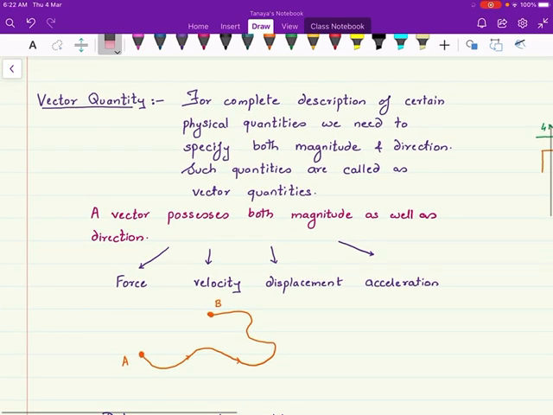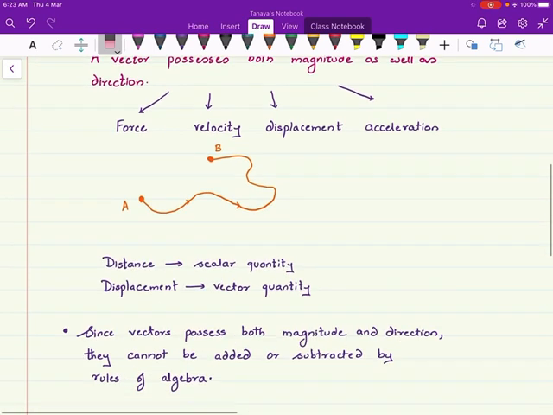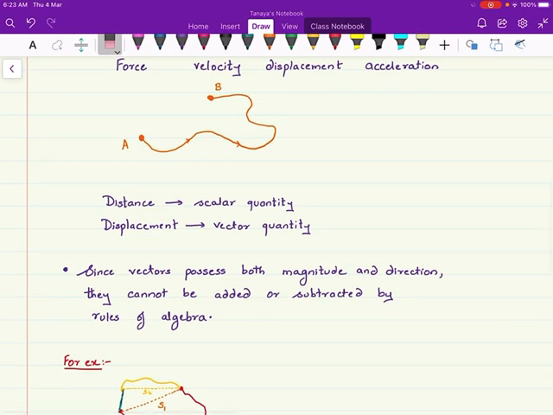Because the direction matters for force, velocity, displacement, acceleration, momentum, impulse. For all these quantities, along with magnitude, the direction also matters. Now, what is this displacement? We know that distance, if we just say, is a scalar quantity. But displacement is a vector quantity.